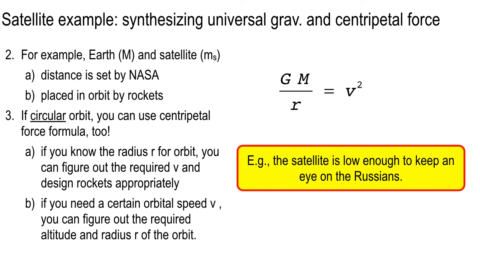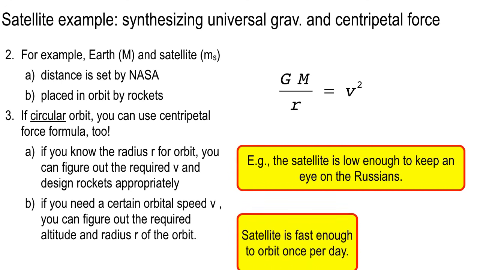Now, what if you need a certain orbital speed? All right, what if I want something orbiting the Earth at a certain period every day? So what if I want something to go above Florida twice per day? Once at noon and once at midnight. All right, I can do that. And all you got to do is figure out the required altitude and orbital radius.